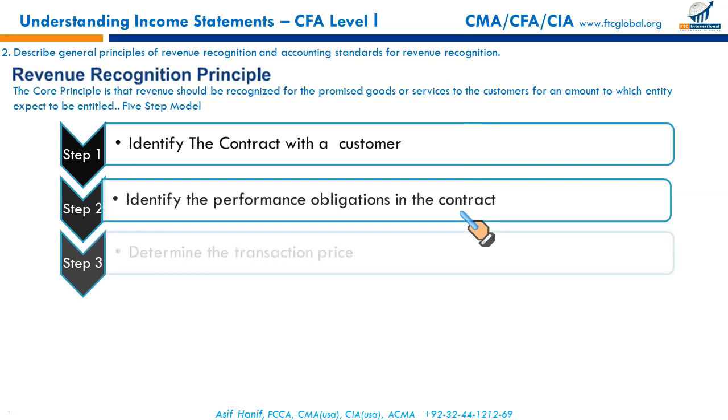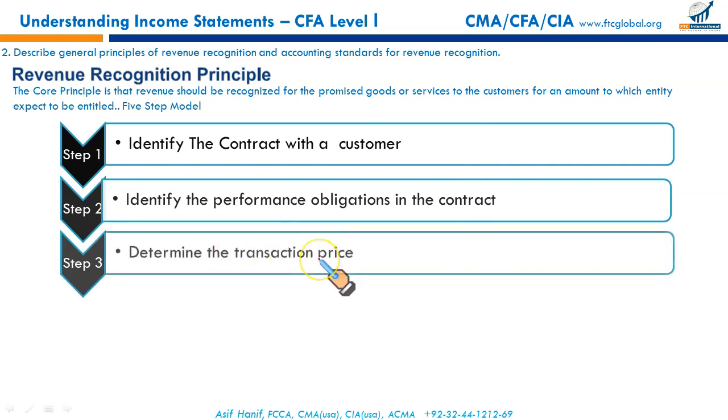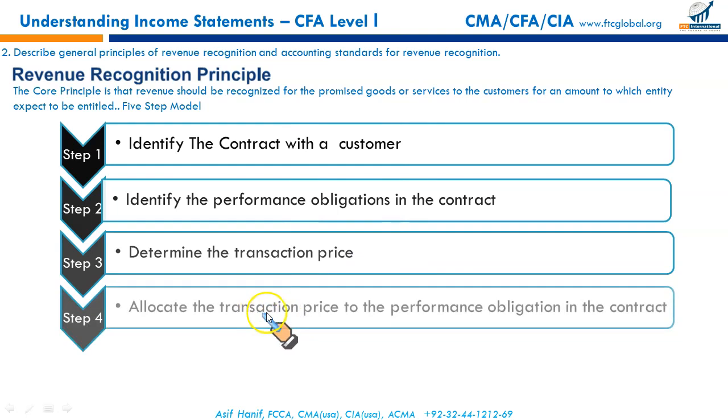The third step, determine the transaction price. Now that's very essential. In order to recognize revenue, you have to determine the transaction price. What's the price agreed between the buyer and the seller, between me and you? Once the price has been established, allocate the transaction price to the performance obligation.